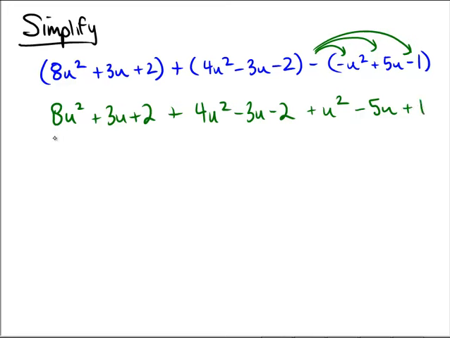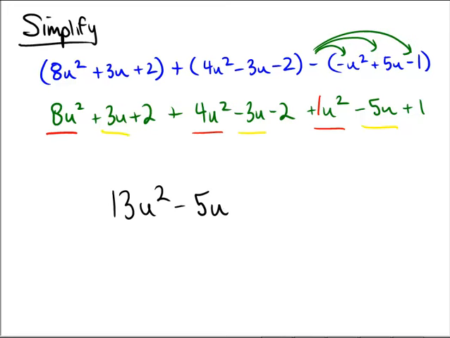Now as I combine like terms, I can see I have 8, 4, and 1, understood 1 out in front, and 8 plus 4 is 12, plus 1 is 13, so I'm saying 13u squared. Then I see 3u minus 3u minus 5u. So 3u and minus 3u cancel, and then you're left with just the minus 5u. So here I'll put minus 5u.